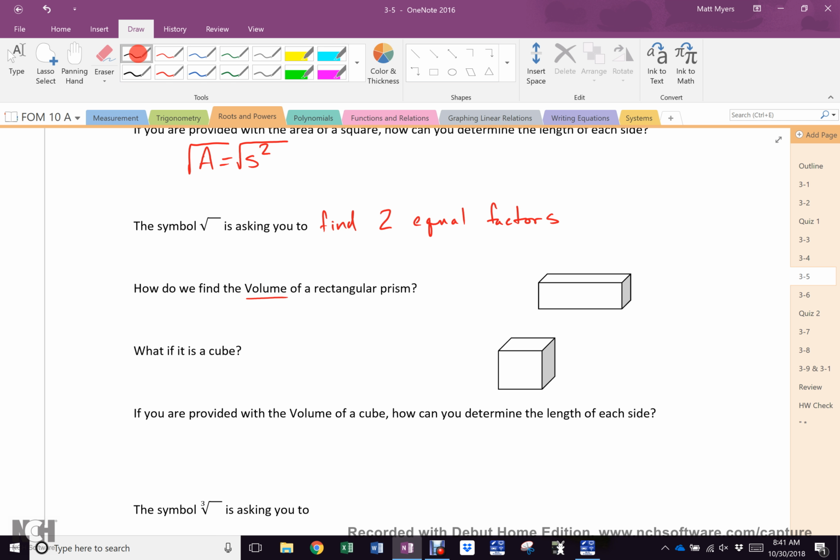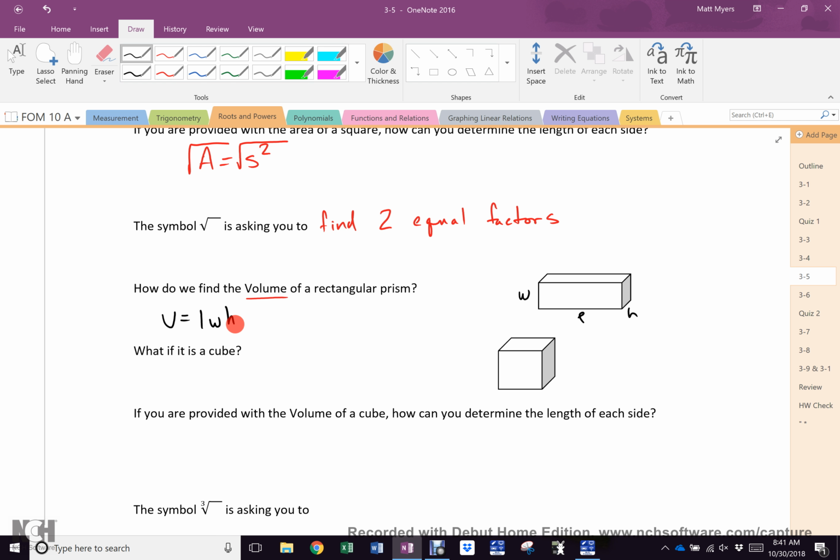Volume of a rectangle. Volume equals what? Length times width times height. L, W, H. If I know 2 of them, I can find the third using what? Division again. It's algebra again, right? If I know 2 of these.